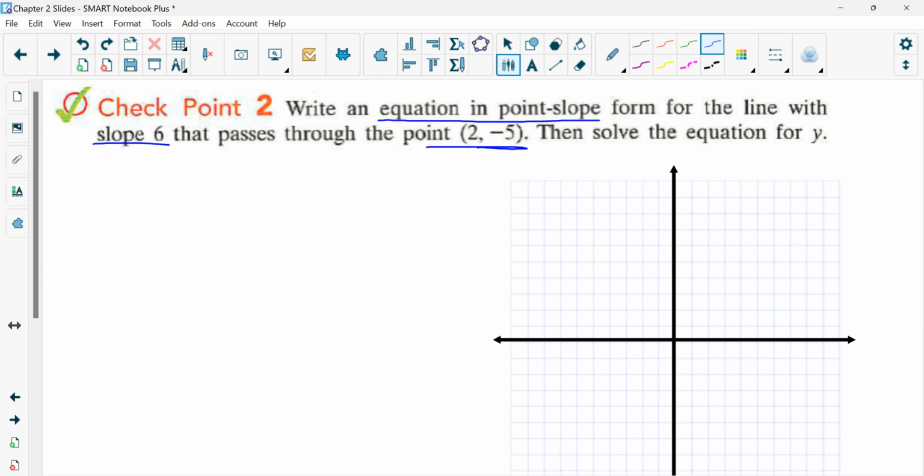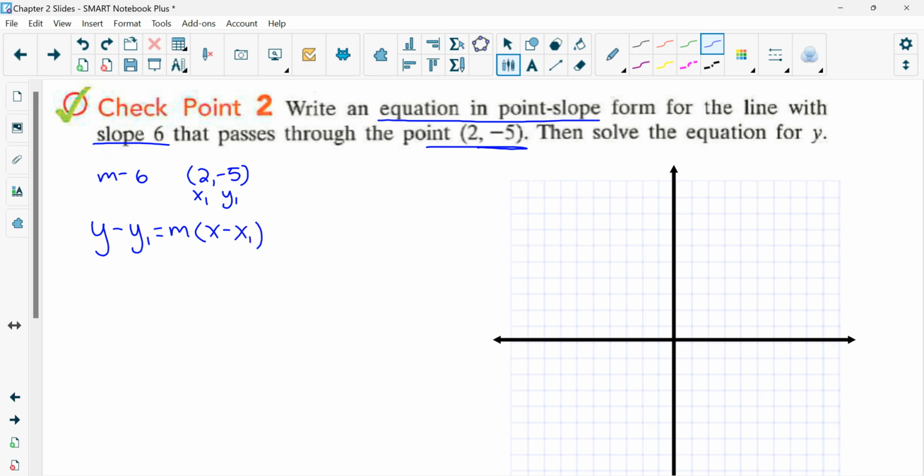So the information we're given is that our slope is 6, so m equals 6. Our point is 2, -5. And so that's our x1 and y1, because that's the given point. And it says to leave it in point slope form. So again, point slope form is y minus y1 equals m times x minus x1.